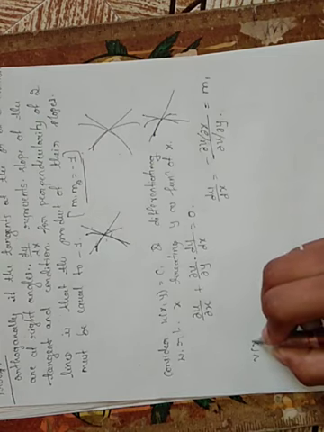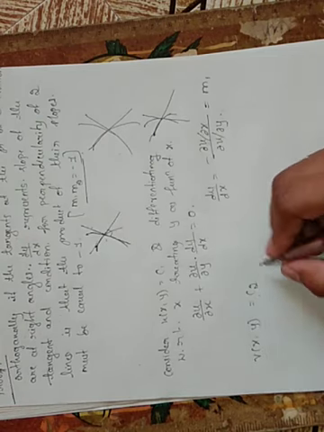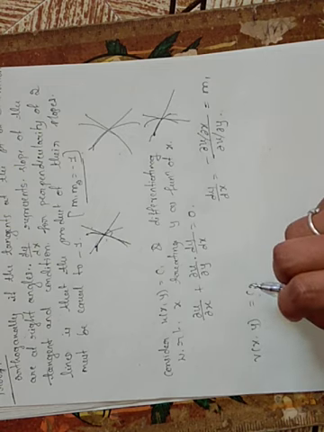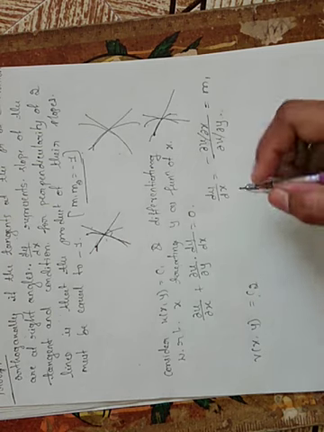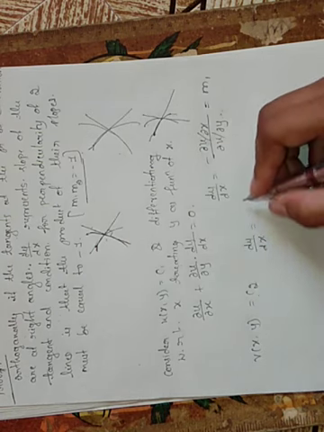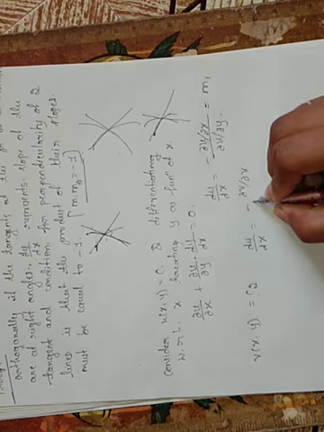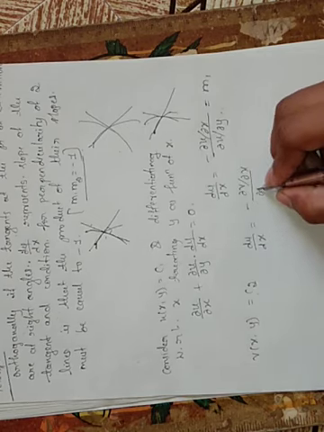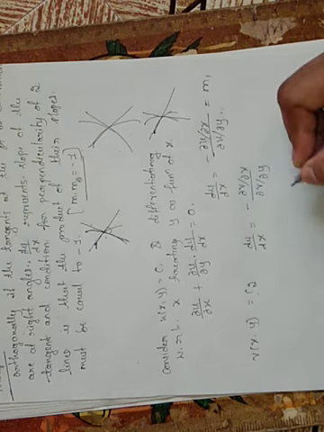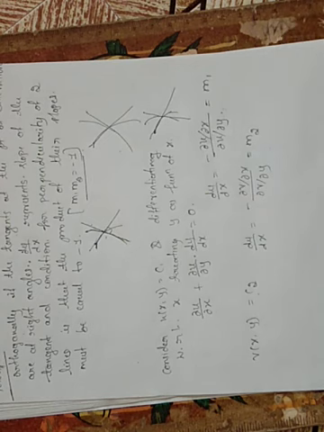Similarly, I am going to take v of x comma y equal to c2 and differentiate with respect to x, also treating y as a function of x. We get dy by dx equal to minus dou v by dou x divided by dou v by dou y. Call this one as slope m2.